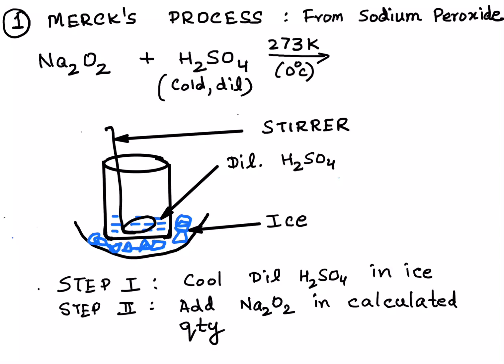In the Merck process, the first one, we prepare from sodium peroxide. Sodium peroxide is treated with an ice-cold dilute solution of sulfuric acid. We've mentioned the temperature condition as 0 degrees Celsius. So what we do is we take dilute sulfuric acid, we take an ice bath, and we have a stirrer.